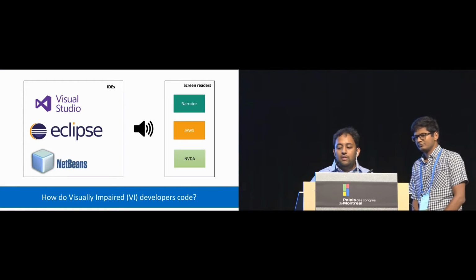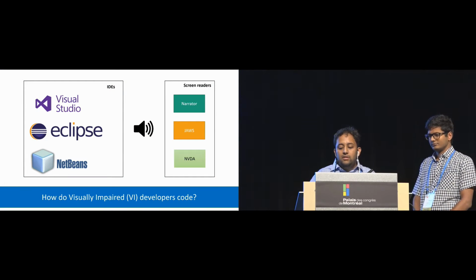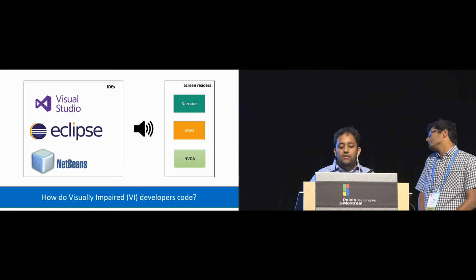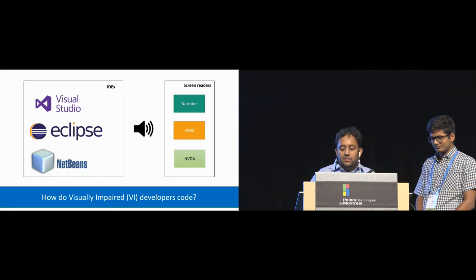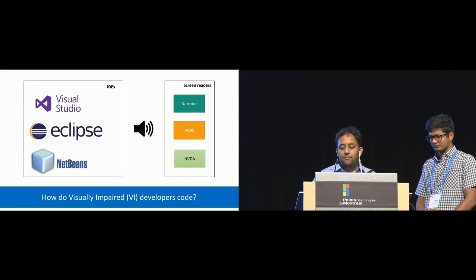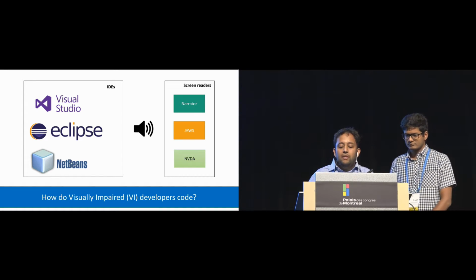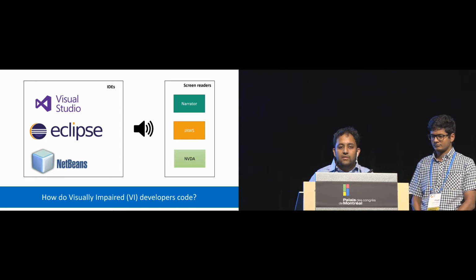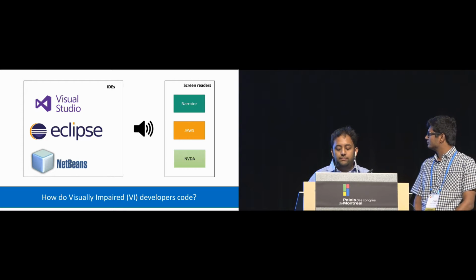Before I get into the actual challenge, let me give you some context. How do visually impaired developers write code? To answer this question, let me take a step back. Visually impaired people use computers with assistive technology software called screen readers. These screen readers, to put it simply, convert text that is displayed on screen or under the cursor focus into speech or braille. Visually impaired developers use these screen readers with IDEs, or integrated development environments, like Visual Studio and Eclipse to write code.